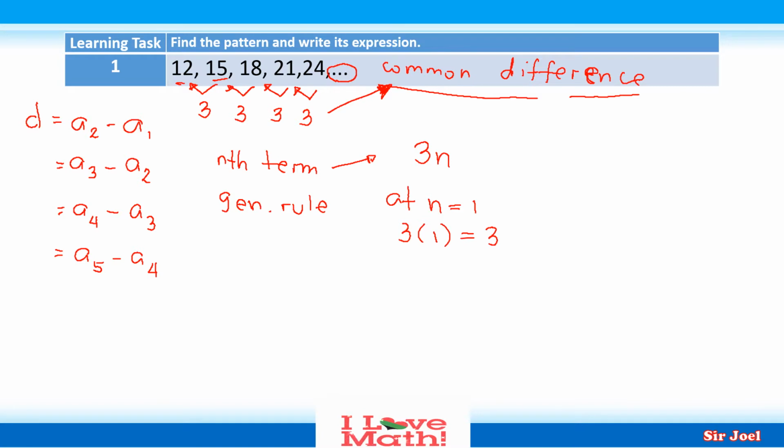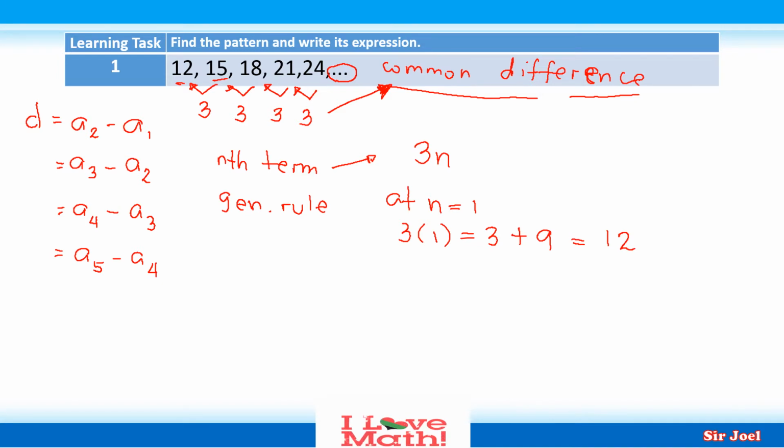Di ba sabi natin dapat 12 ang lalabas? So kung 3 lang ito, paano siya magiging 12? Siyempre pa, pwede nating dagdagan ng 9. Para sa ganun, 3 plus 9 is 12. Yun, pwede na. Pero tingnan natin yung kasunod.